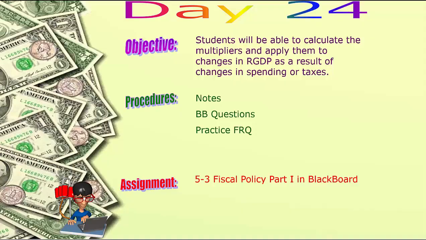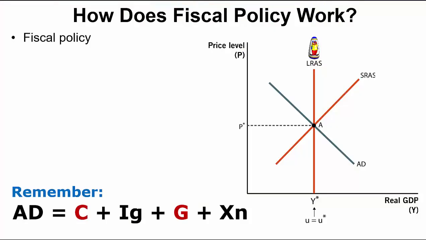By the end of this, I hope you all will be able to calculate the multipliers and then apply them to determine how much GDP might change when there's a certain change in spending. Of course, we'll be using the aggregate demand, aggregate supply graph that we learned about in Unit 4. Homework will be, after you take the notes, to do the 5-3 assignment in Blackboard, which will reinforce all of these concepts.